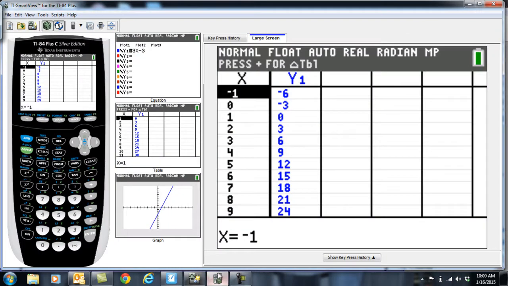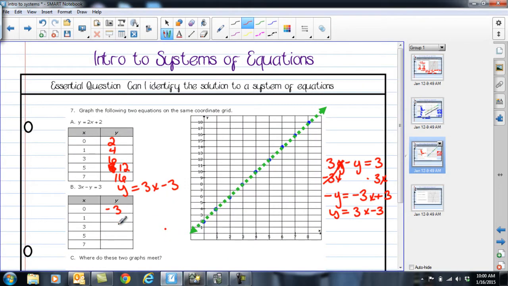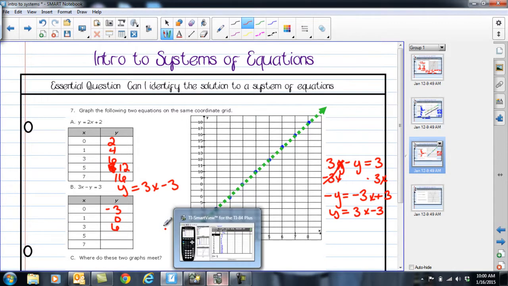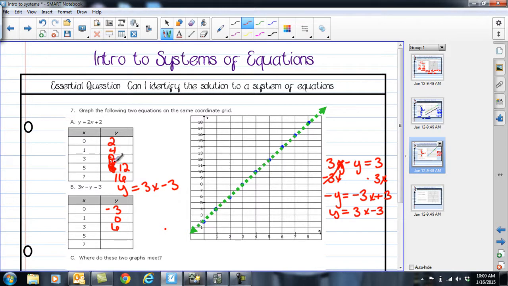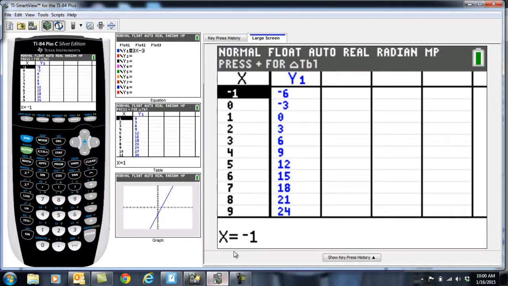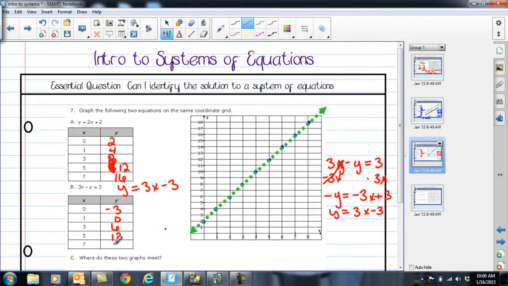1 is at 0, 2 is at 3, 3 is at 6, and then 5, this one should be an 8... no, 5 is at 12, 7 is at 18. So 5 is at 12, 7 is at 18.